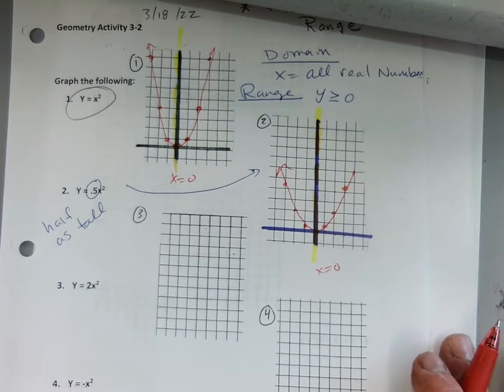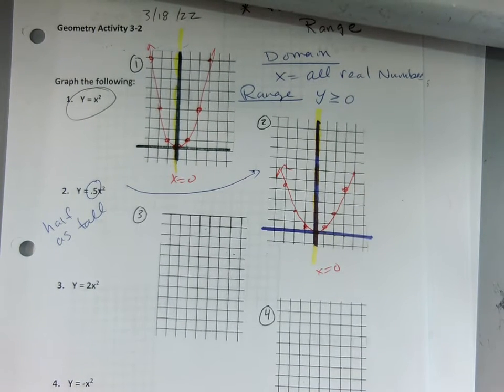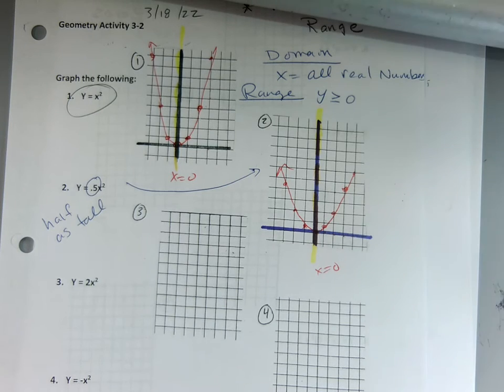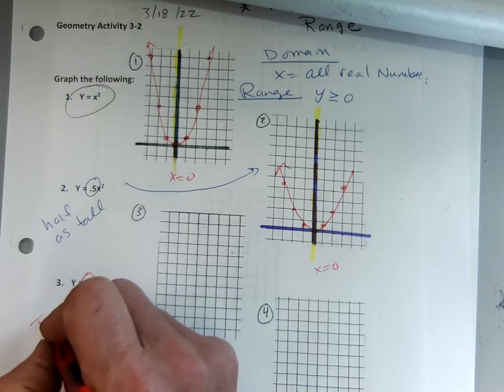Domain and range are the same, aren't they? Okay, are you ready for number 3? Am I going too fast or am I okay? Okay, I'm good. I'll wait for you. Example 3: it's going to be twice as tall.